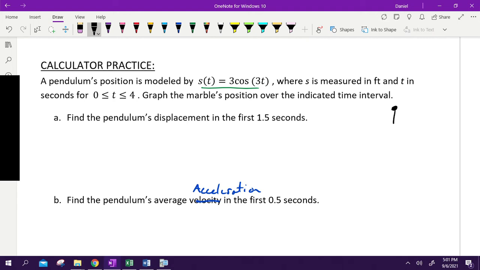A pendulum is a string with something connected to it, and it's going to swing this way, and then swing this way, and then swing that way, and that way. It's going to swing back and forth. Okay, that's what we're trying to deal with here.